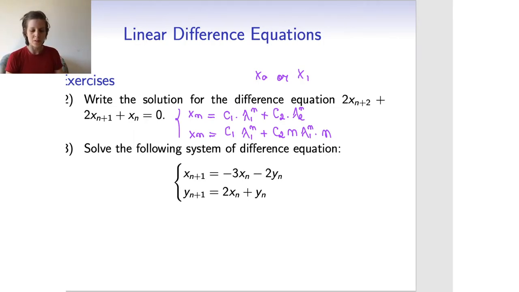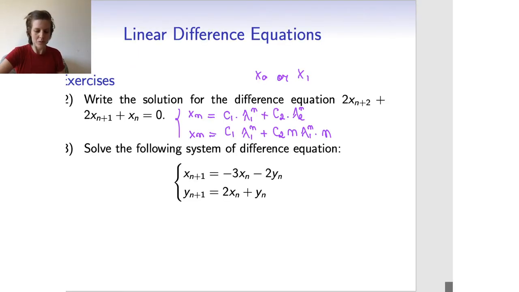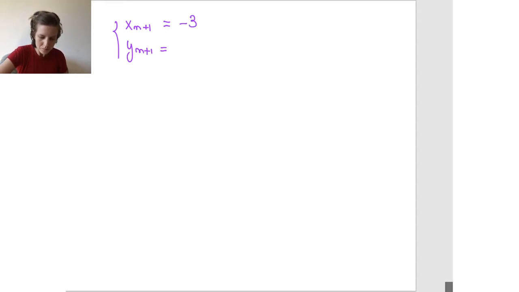Solve the following system of difference equations. So exercise 3, the system is x_{n+1}, y_{n+1} equals minus 3 x_n minus 2 y_n, 2 x_n plus y_n.